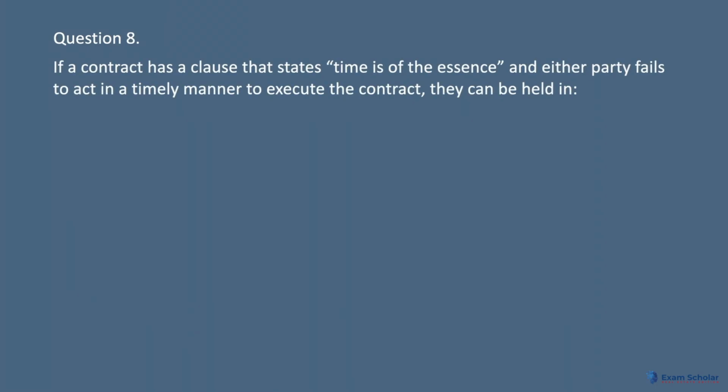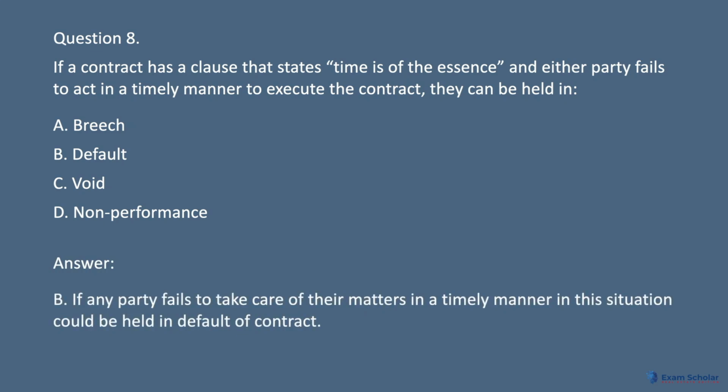Question 8. If a contract has a clause that states time is of the essence and either party fails to act in a timely manner to execute the contract, they can be held in A. Breach. B. Default. C. Void. D. Non-performance. Answer. B. If any party fails to take care of their matters in a timely manner in this situation, they could be held in default of contract.